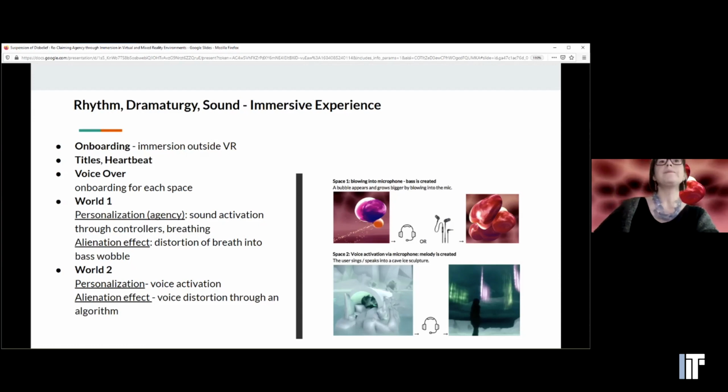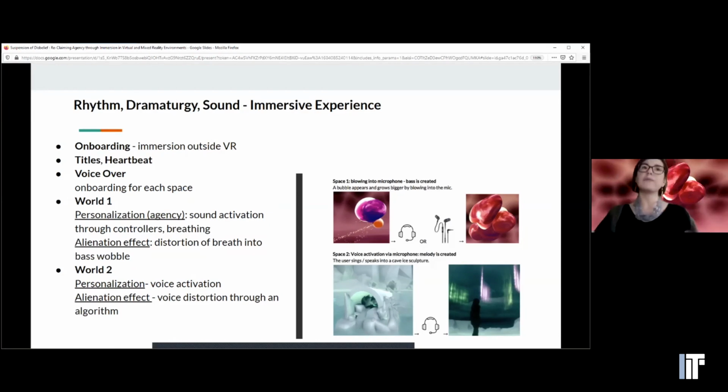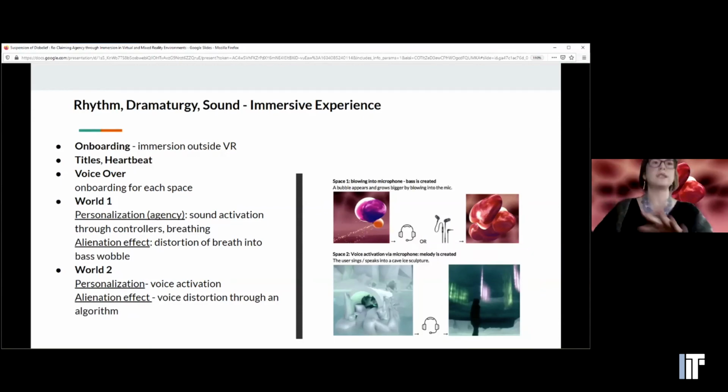In world one, personalization is reached through sound activation, through controllers, and through breathing. That's the part where the more personalized the experience is, the more immersive and the more we believe in suspension of disbelief. Alienation effect is distortion of breath into the bass wobble that you could maybe hear.